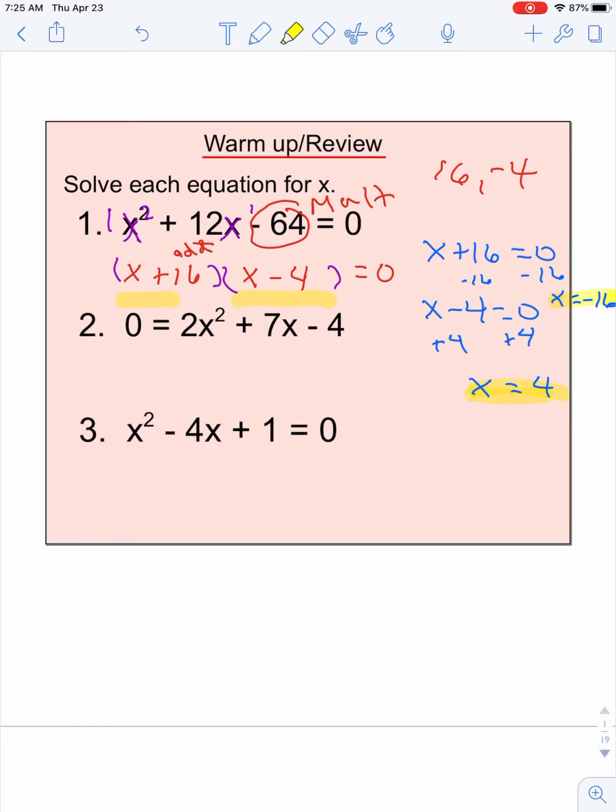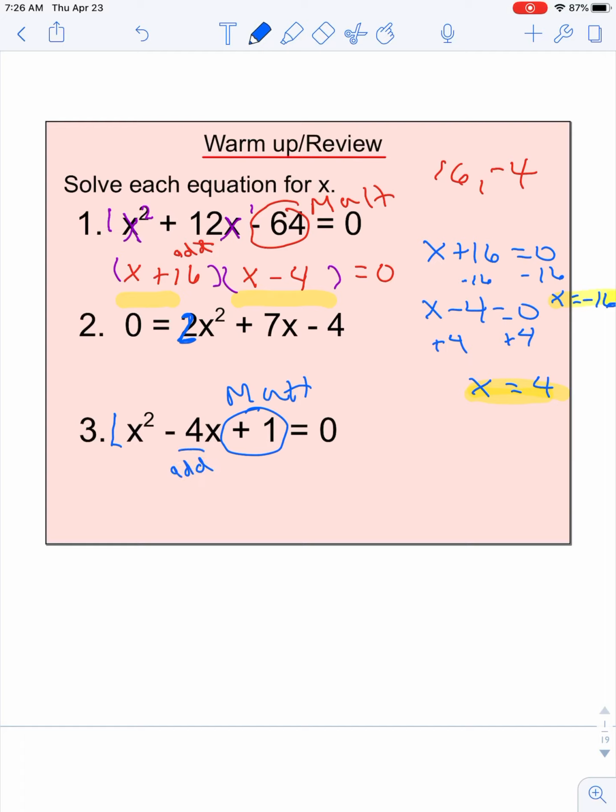And rather than doing this whole warm-up review, the second one we would need to use the asterisk or box method because we have a 2 out here in front, okay? Skipping down to the third one though, this is why we have to use the quadratic formula. If you look at this, it looks simple. We got a 1 in front. So we look for two numbers that multiply to 1 and that add up to negative 4.